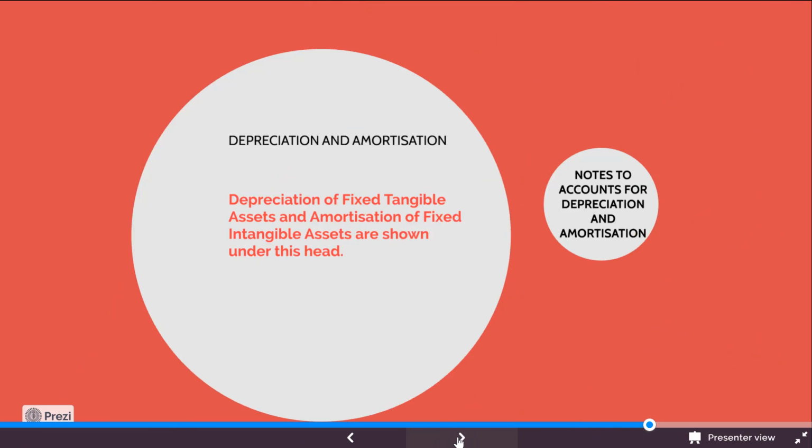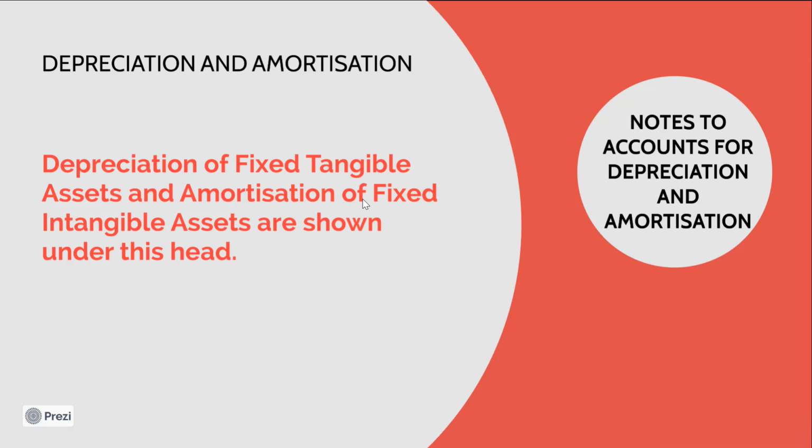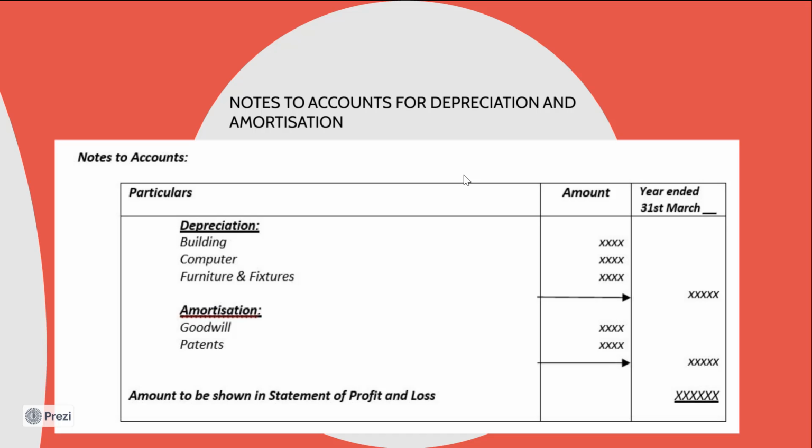Let's move on to depreciation and amortization. Depreciation of fixed tangible assets and amortization of fixed intangible assets will be shown under this head. Let's check out the notes to accounts. We will write the heading as depreciation, list down all the tangible assets with their depreciation alongside, total it up and bring it to the outer column. Similarly, we will write the head as amortization, list down the intangible assets and the amortized amount for these intangible assets, total it and take it to the outer column.